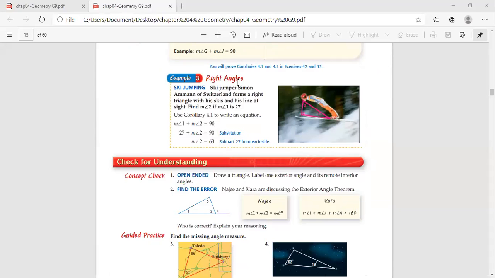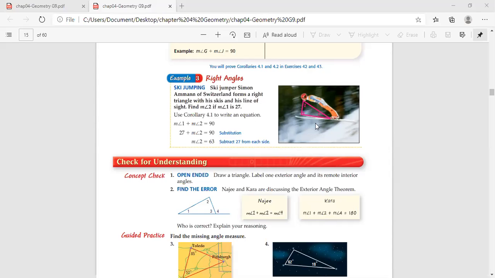After that, find the measure of angle 2 if the measure of angle 1 is 27. In this question, did you see where he wrote angle 1 and angle 2? He said that the measure of angle 1 equals 27, and we are looking for the measure of angle 2.